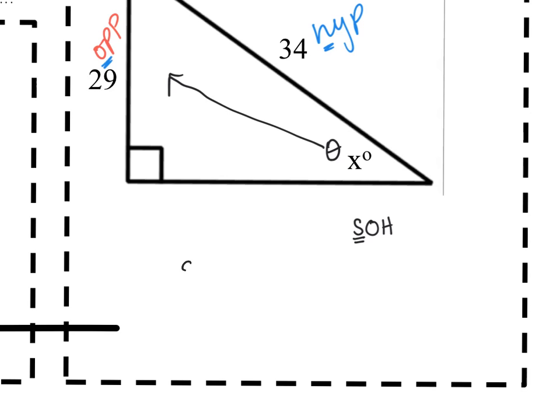So we're working with sine of some sort of angle measure. In this case, my angle measure, x, that's the unknown, is equal to my opposite side, which is 29, divided by the hypotenuse, which is 34. And so when I'm solving for an angle measure, I need to do the inverse operation for sine.